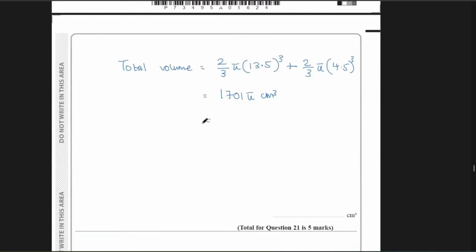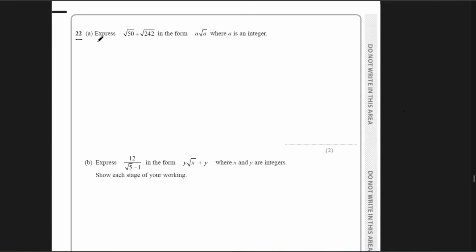So we'll change this to decimal, 5343 cm cubed. This is 4 significant figures, and we'll round this to 3 significant figures. The fourth significant figure is less than 5, so we don't need to round the third significant figure up. It'll just be 5340 cm cubed. That's the total volume, 5340.